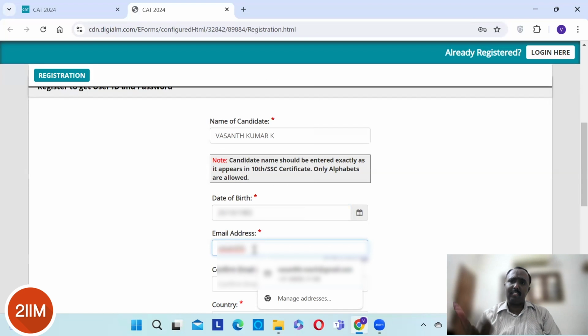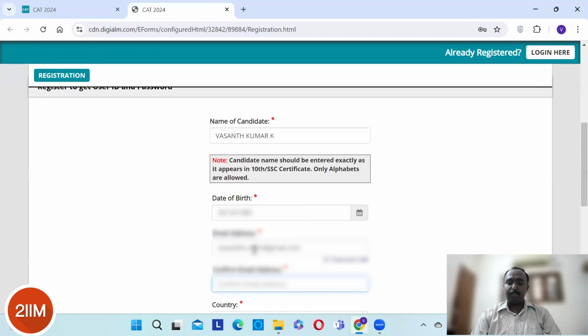Email address, whichever you want. I know a lot of students who will create their own email ID for CAT alone, so there won't be any kind of junk mails or spam mails. So if at all you want, you can always go by that logic as well, and create a separate email ID for CAT. And confirm email address, the same.